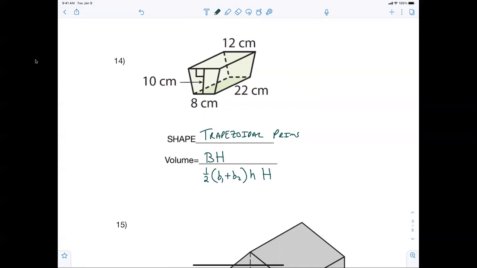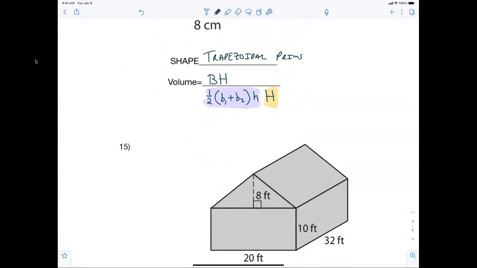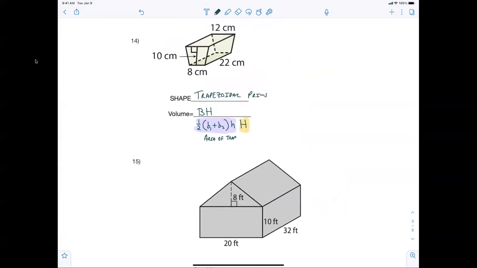So this right here, now look, guys, I need your attention. That's the area of the trapezoid. Capital H is just the height of the prism. So make sure I say the average of the bases times the height. This is the area of the trapezoid. Now what I'm going to do is grab the trapezoid and bring it down so we can see it better.